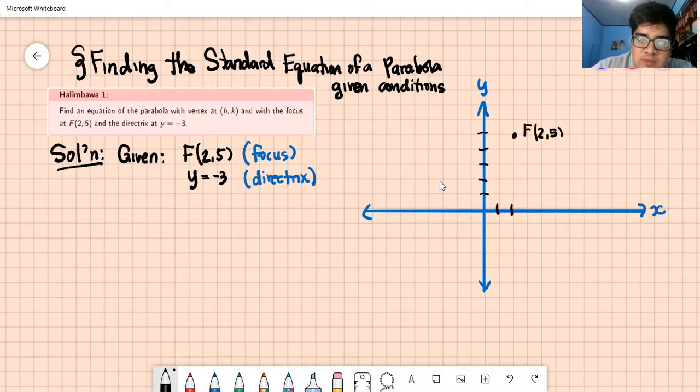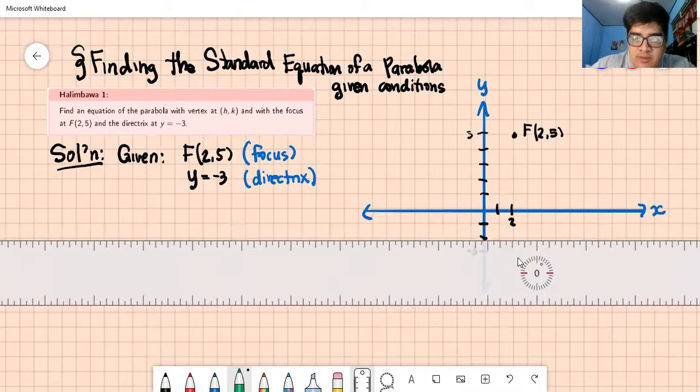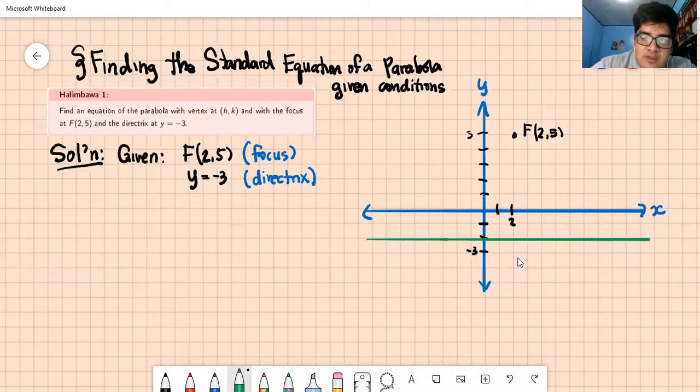Tapos, ano pa susunod natin? Yung directrix is y is equal to -3. So, -3. 1, 2, 3, -3. Lagyan mo pala ng label. This is 5. This is -3. So, ibig sabihin, you are a horizontal line. So, ito tapat natin dito to indicate na meron tayong drawing. So, yan. Okay. You are a horizontal line. This is the directrix na y is equal to -3.